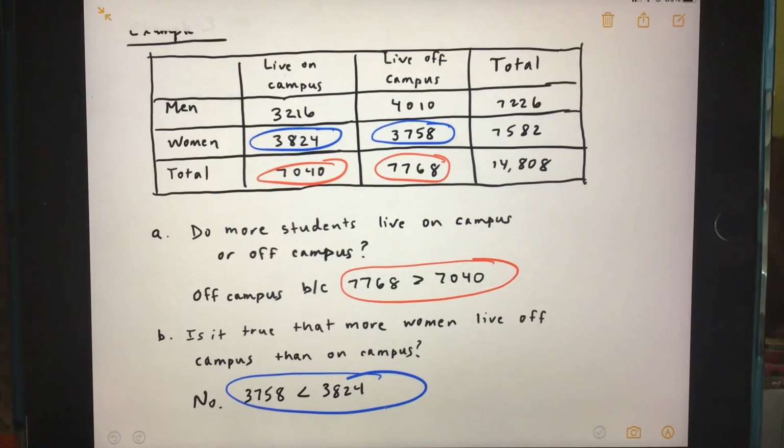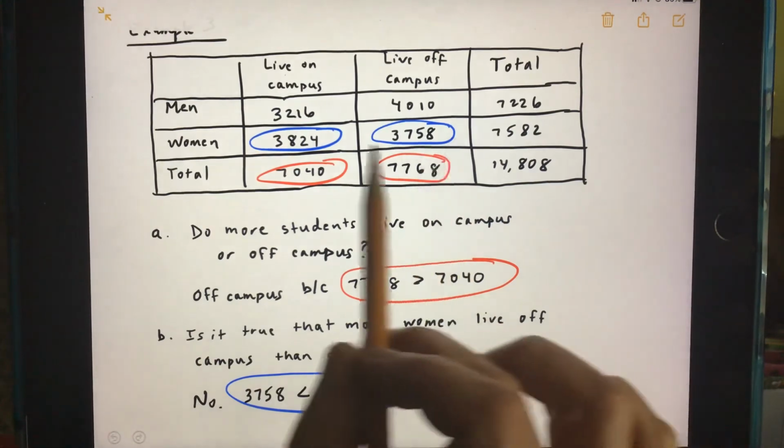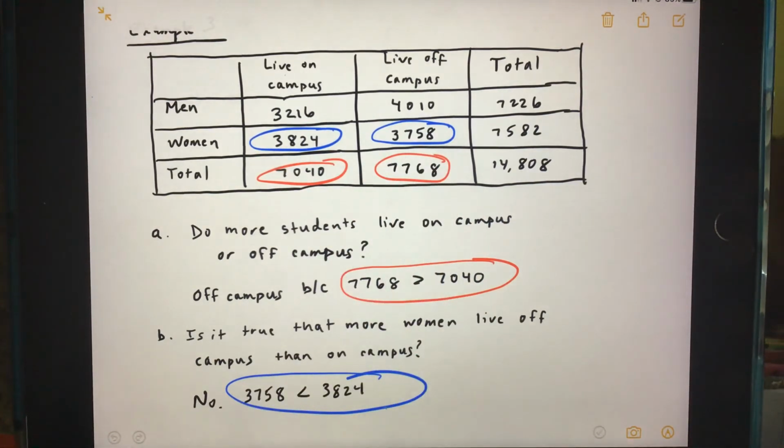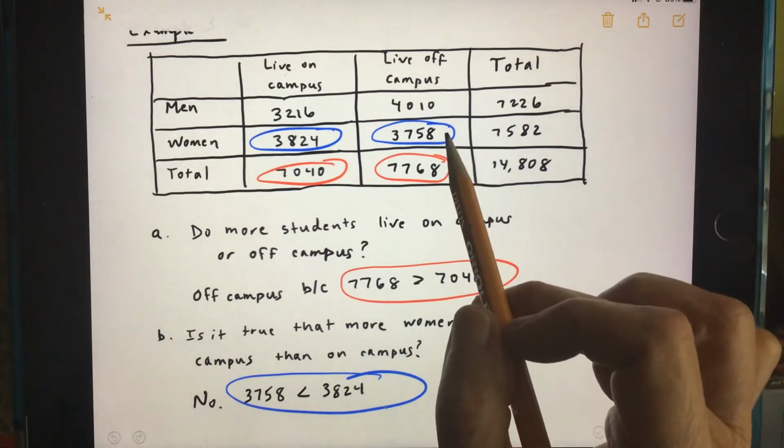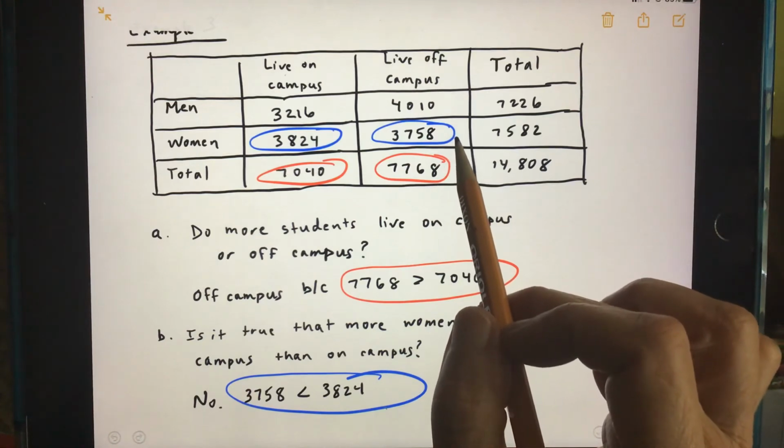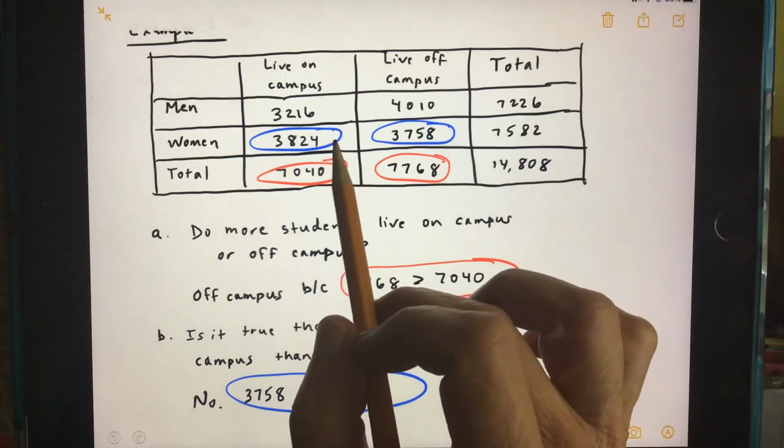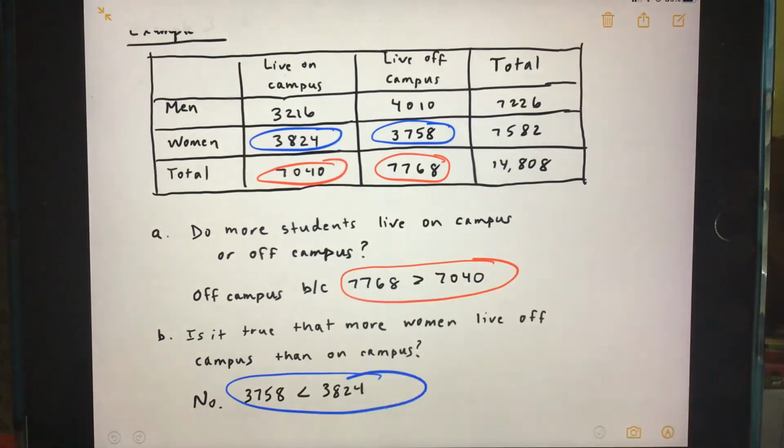Is it true that more women live off campus than on campus? So we look at our women totals here. And so we find out that of the women, 3,750 live off campus, 3,824 live on campus. So no, it's not true that more women live off campus. Actually, more women live on campus.